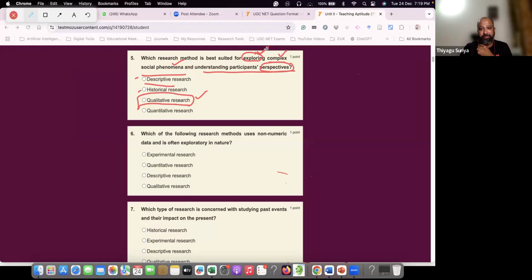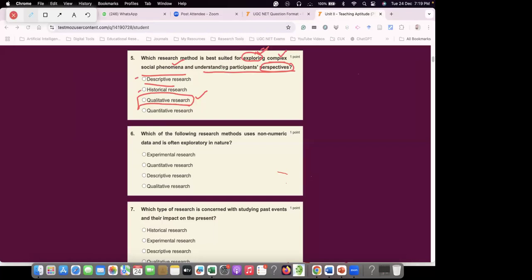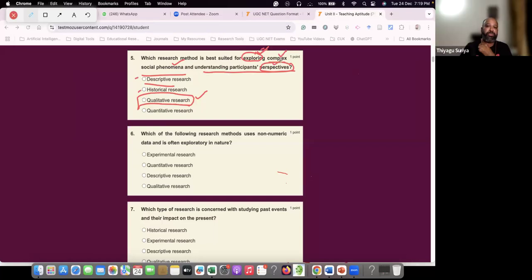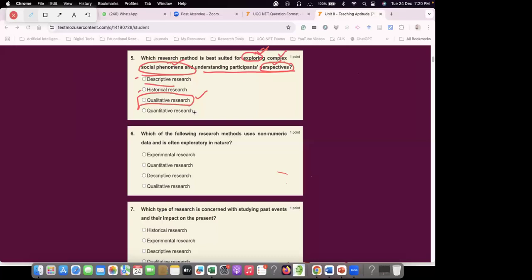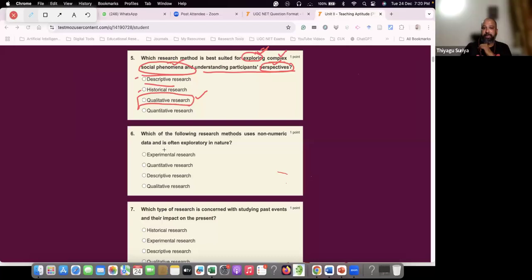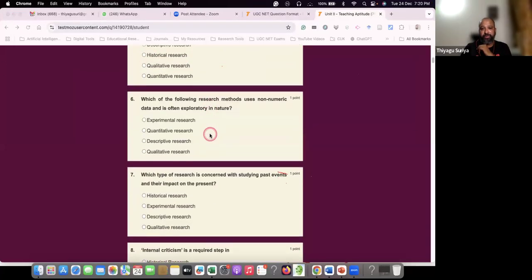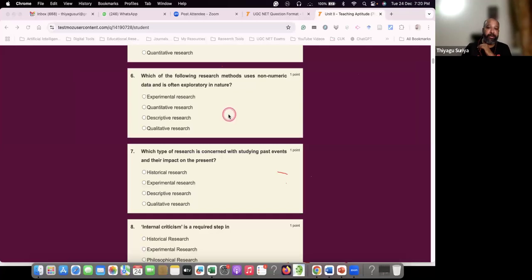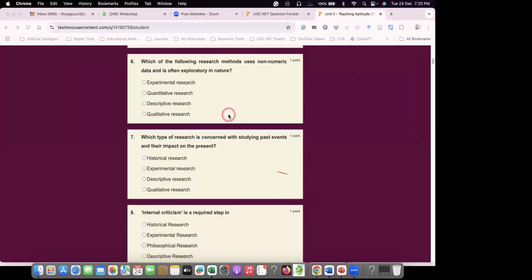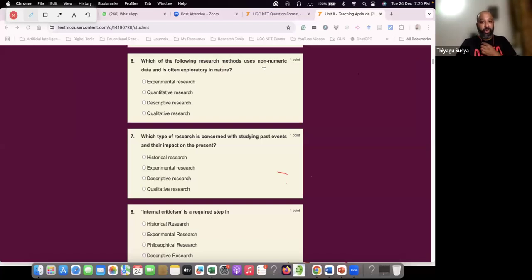In this case, the key terms are exploring and understanding the participant perspectives, social phenomena. So if you look at the answer, it may be qualitative, right? That may be the reason we can take it as qualitative in this case. And the sixth question: which of the following research methods uses non-numerical data? What is the key term here? It's non-numeric, nothing but qualitative.